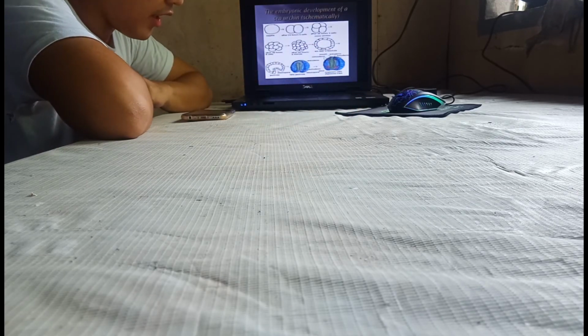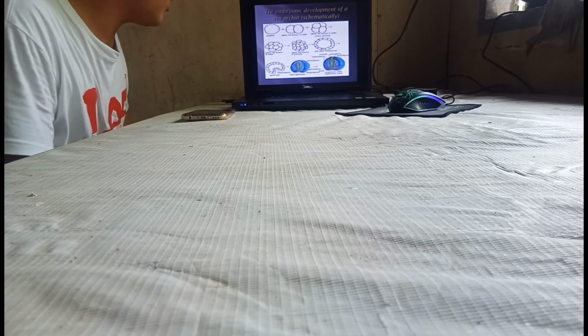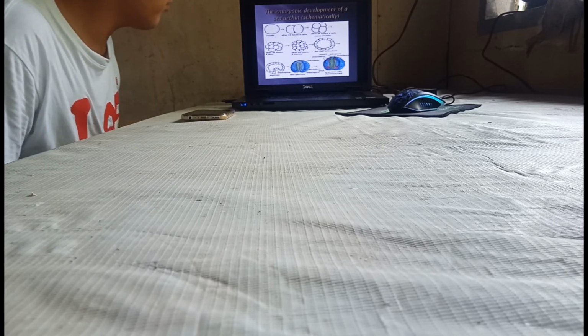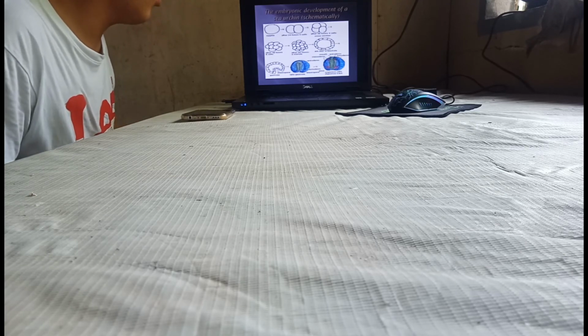The embryonic development of the sea urchin, schematically. First is the zygote. After 24 hours, two cells. After 36 hours, four cells, cross section. Then after 48 hours, 8 cells. After 60 hours, a morula.